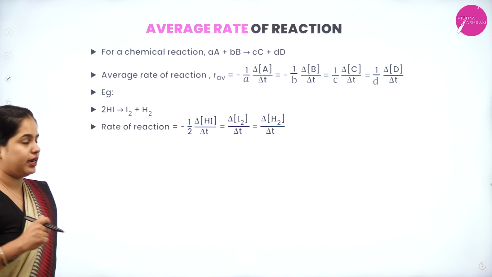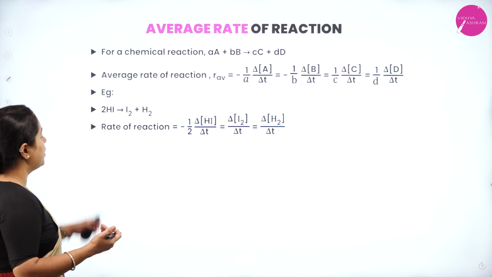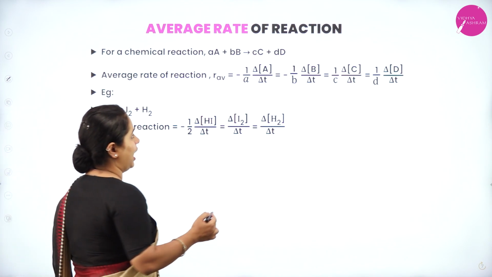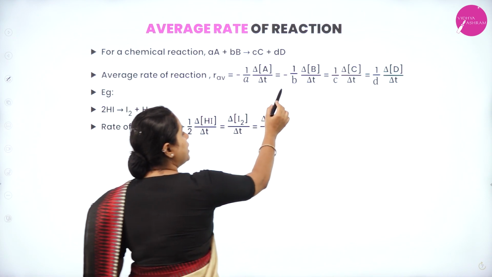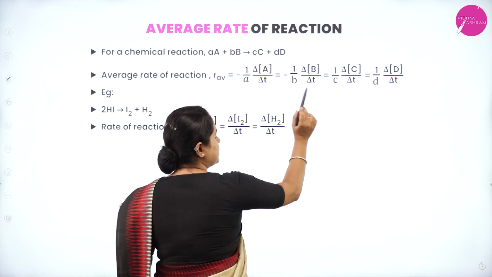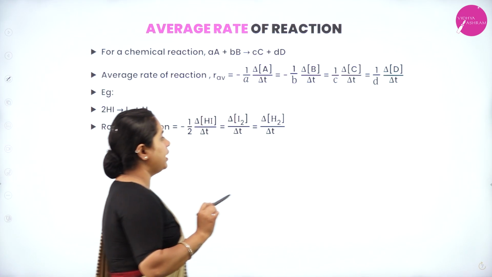Now let's take a general reaction. For a chemical reaction aA plus bB giving cC plus dD, average rate of a reaction is given as minus 1 by a delta A by delta T is equal to minus 1 by b delta B by delta T is equal to 1 by c delta C by delta T is equal to 1 by d delta D by delta T.